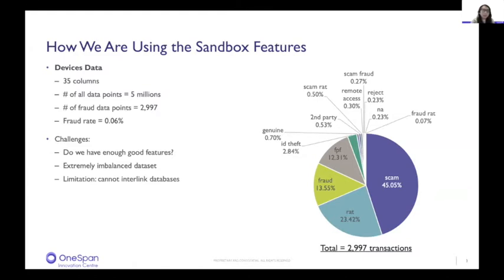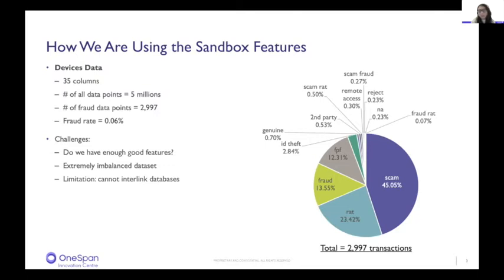In the data set, we can see there are 35 columns. The number of transactions is 5 million, and within that 5 million data points, there are only 2,997 fraudulent transactions. The fraud rate is 0.06%. As we can see, it is an extremely imbalanced data set.